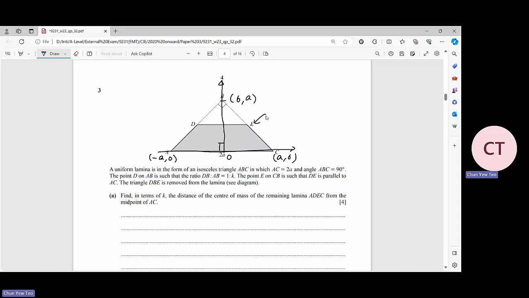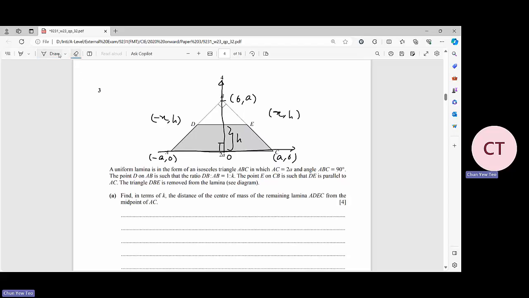Now we need to find the point E and the point D. Since they are parallel, they will have the same y value, which I call h. And they are symmetrical, so if this is x, then this will be negative x. We are not really concerned about the value x, because we know that the center of mass will not fall on the y-axis already. So we just need to be concerned about h. We are looking for h.